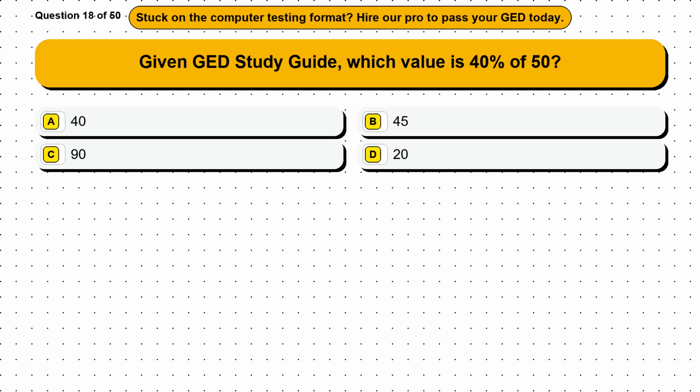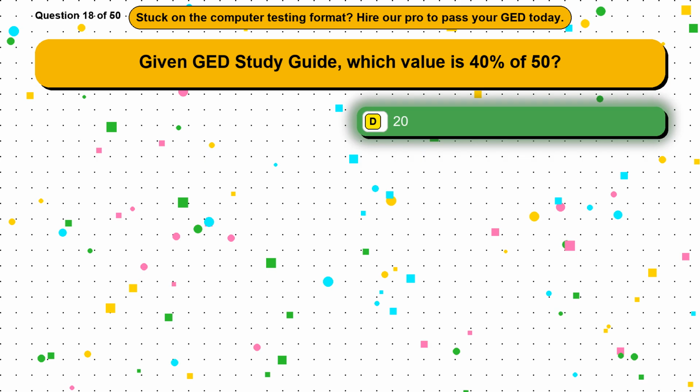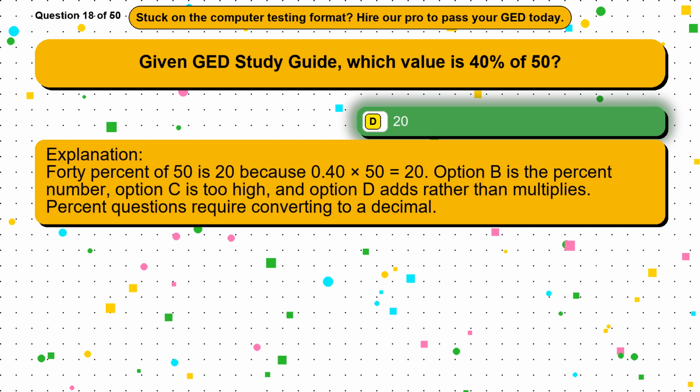Question 18. Given GED Study Guide, which value is 40% of 50? Option A, 40. Option B, 45. Option C, 90. Option D, 20. The correct answer is option D, 20. 40% of 50 is 20 because 0.40 times 50 equals 20. Option A is the percent number, option C is too high, and option B adds rather than multiplies. Percent questions require converting to a decimal.